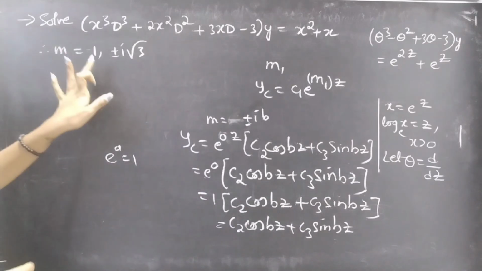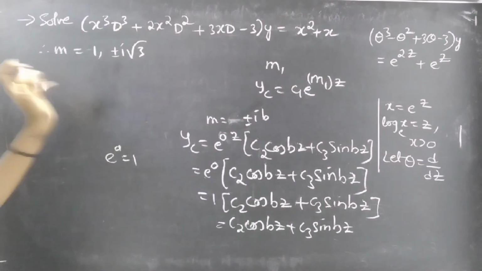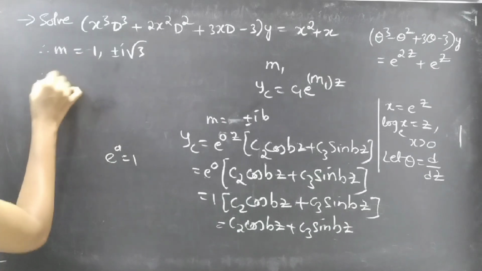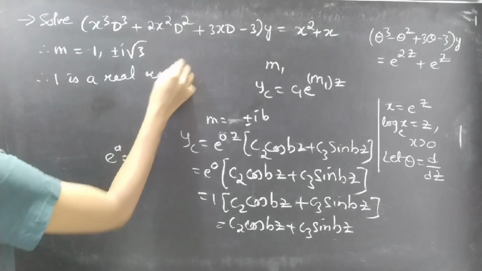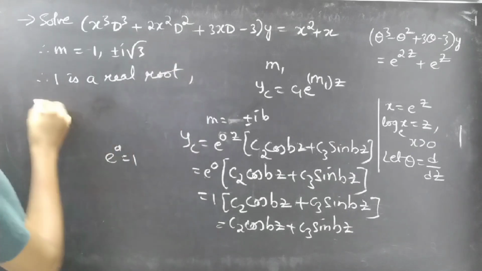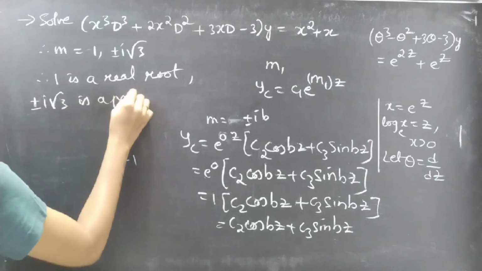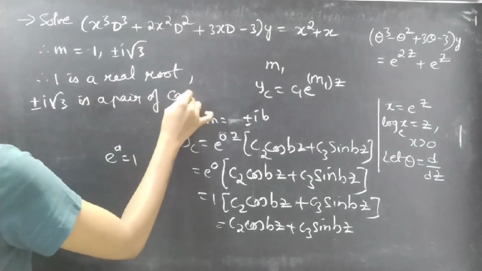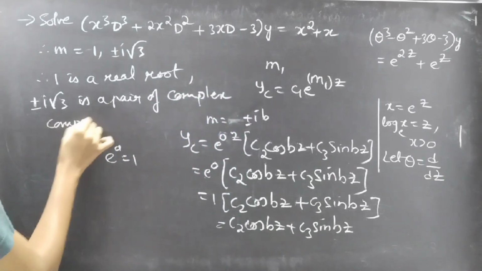Now coming to m equals 1 and plus or minus i root 3. So we are given a 1. Therefore 1 is a real and distinct root, and plus or minus i root 3 is a pair of complex conjugate roots.